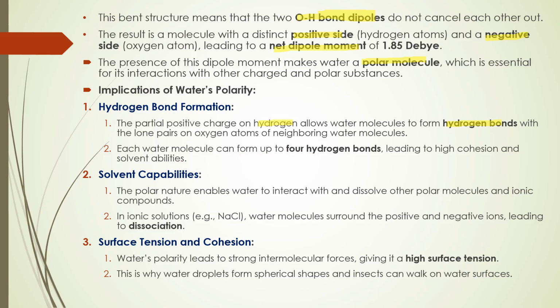Each water molecule can form up to 4 hydrogen bonds. Remember, each water molecule can form up to 4 hydrogen bonds, leading to high cohesion and solvent capabilities. The polar nature enables water to interact with and dissolve polar molecules and ionic compounds. Surface tension and cohesion. Water's polarity leads to strong intermolecular forces, giving it high surface tension.